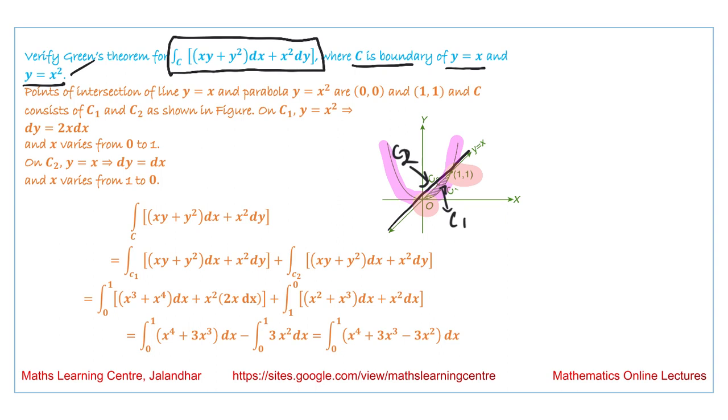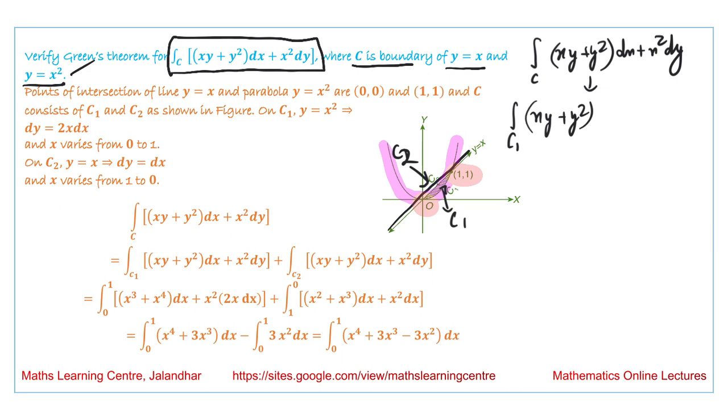To verify the result, we first calculate the value of the integration over C of (xy plus y square) times dx plus x square times dy. We are calculating this integral over the curves C1 and C2. So this becomes the integration over C1 of (xy plus y square) dx plus x square dy, and the integration over C2 of (xy plus y square) times dx plus x square times dy.